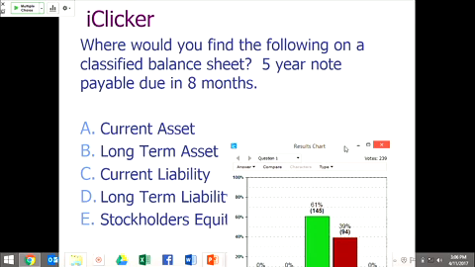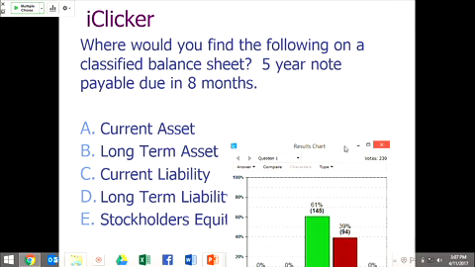A long-term asset. What's the only long-term asset that you guys really know about right now? Property, plant, or equipment. Why? Because it lasts more than a year. That's a long-term asset. It lasts more than a year. And a long-term liability is something that is due in more than a year.